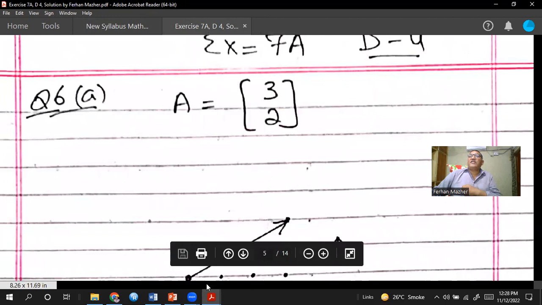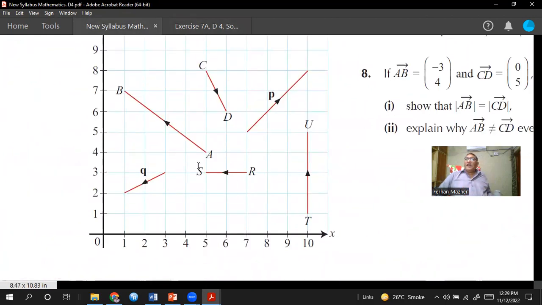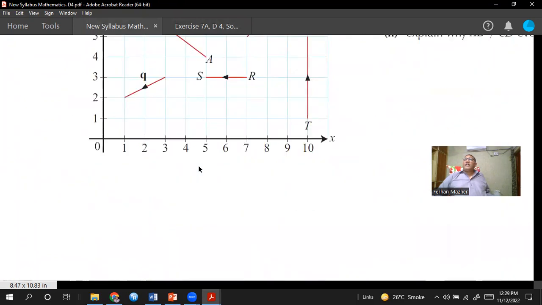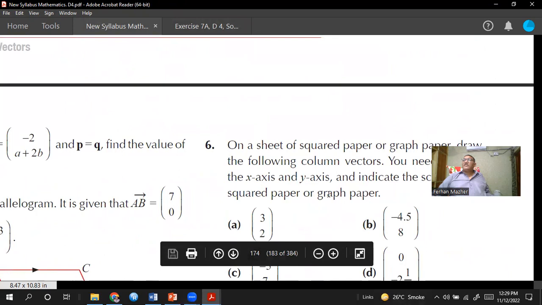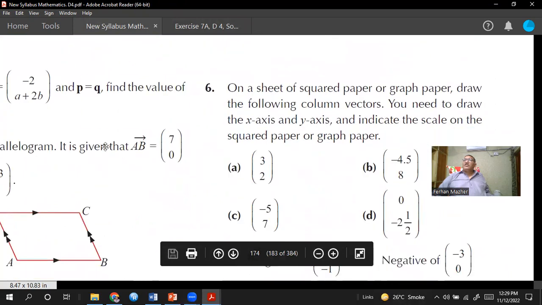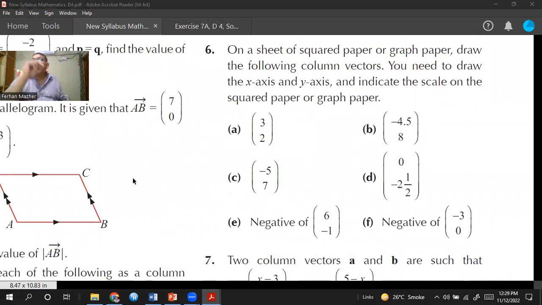So we are going to the next question. The next question coming up on your screen is, I think, question number 6, and let me bring question number 6 in front of you. So this is question number 6 now, and on a sheet of squared paper or graph paper, draw the following column vectors. You need to draw the x-axis and the y-axis and indicate the scale on the squared paper or the graph paper. Okay, so we have to represent (3, 2).